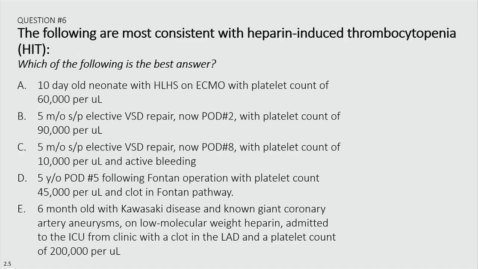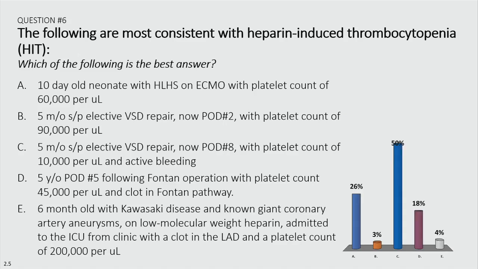And E, 6-month-old with Kawasaki disease and known giant coronary artery aneurysms on low molecular weight heparin, admitted to the ICU from clinic with a clot in the LAD and platelet count of 200,000. So of all these clinical pictures, which one is the most consistent with HIT? Please choose your answer. Interesting. That's good.